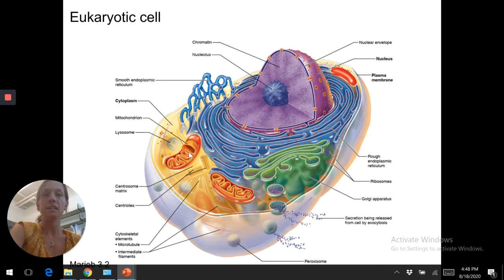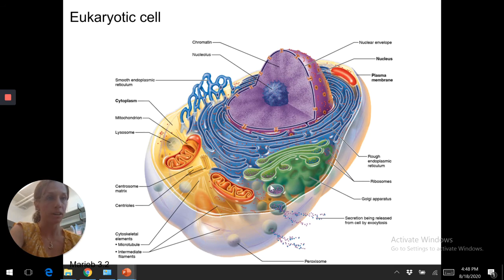Mitochondria are important for ATP production, so our powerhouses, and they are thought to have been prokaryotic cells. They have their own DNA. They don't have a nucleus. We've got the Golgi apparatus, so synthesis of carbohydrates as well as packaging of proteins in order to transport them out of the cell.